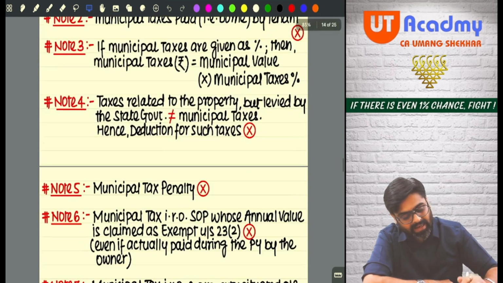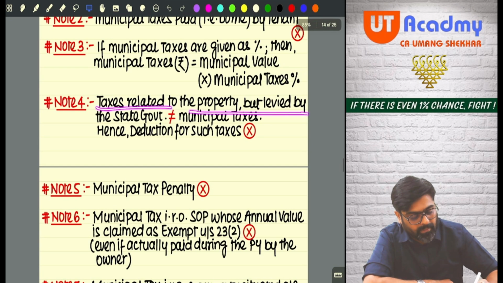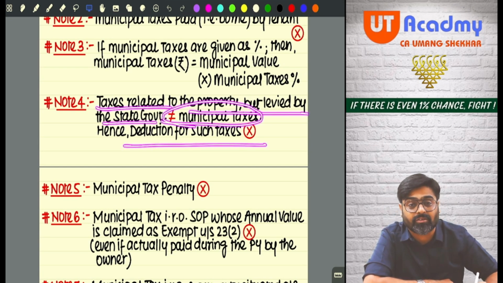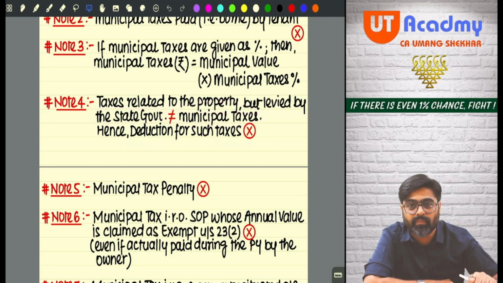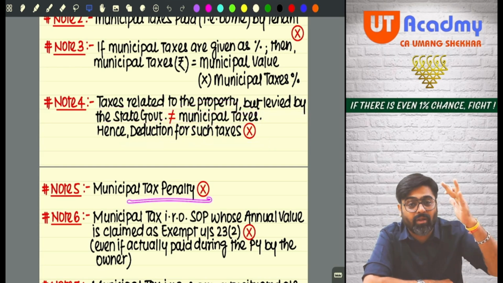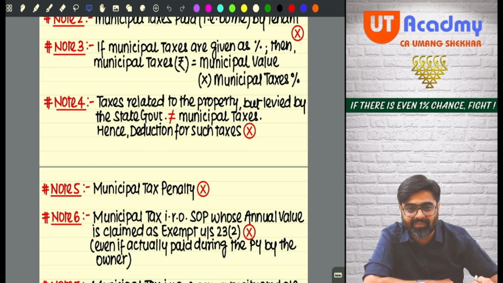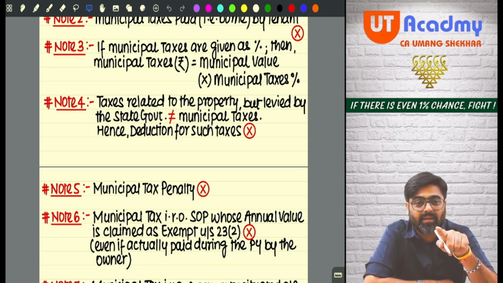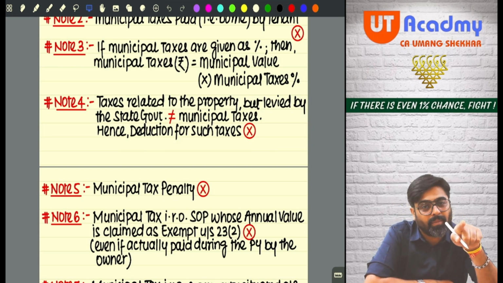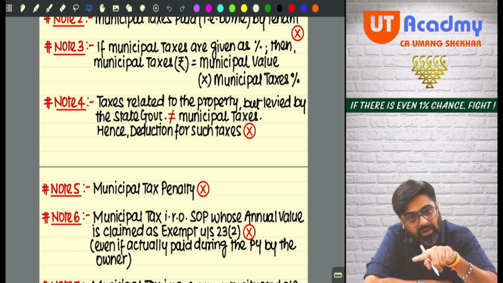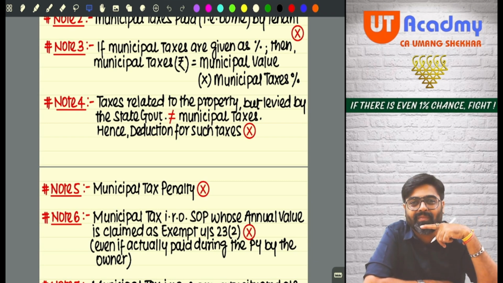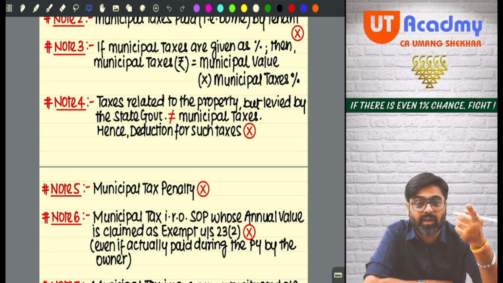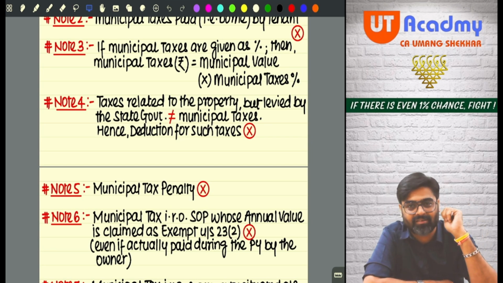Yes or no? Next, any taxes related to property but levied by the state government is not equal to municipal tax and the deduction for such taxes will not be available. Any municipal tax penalty will also not be allowed as a deduction. Now remember, the deduction for municipal tax will be available only from let out property and deemed let out property. Because the annual value GAV of that property you are charging to tax.